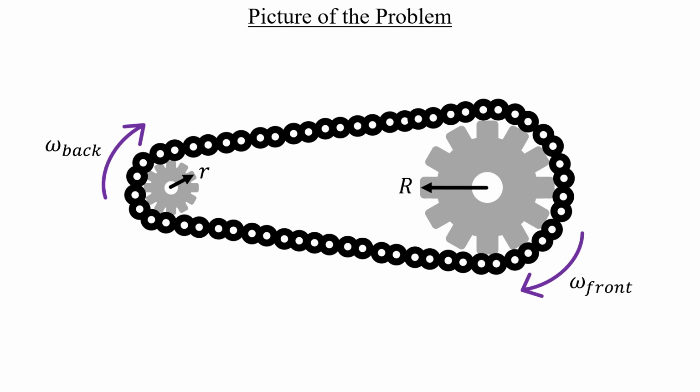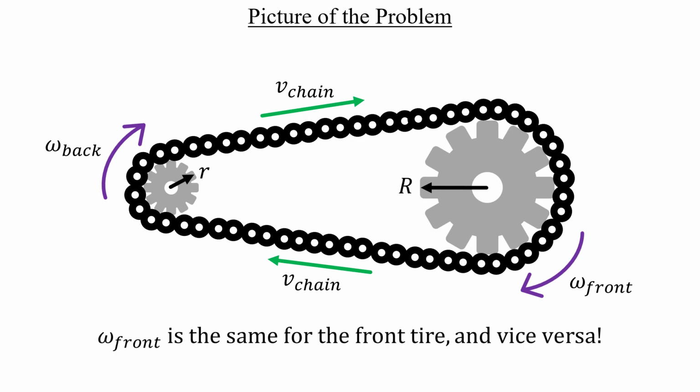Since the chain is attached to these rotating sprockets, it has to move as well, and it will have the same linear velocity at every point in the chain. There's one more thing to consider. As these sprockets rotate, they provide an angular velocity to the tires of the bike. It's not just any angular velocity, but rather it's the same velocity that the sprocket has. So this means the front sprocket and the front tire turn at the same rate, and the same goes for the sprocket and the tire located at the rear of the bike.